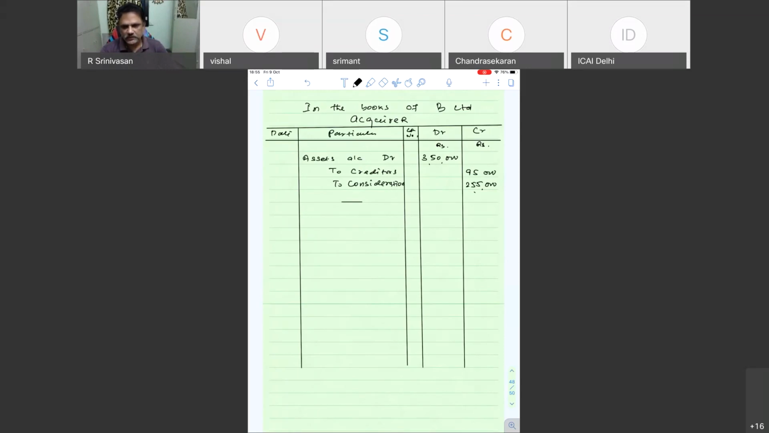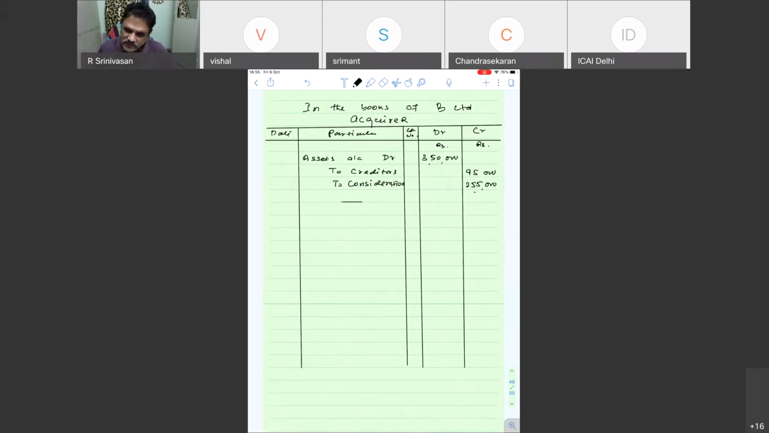Who has the stock? B Limited has it or D Limited has it? B Limited has it. Which company's asset is being taken over? Which company's asset are we taking over? D Limited. So how will D Limited's unrealized profit come? It is with B Limited.